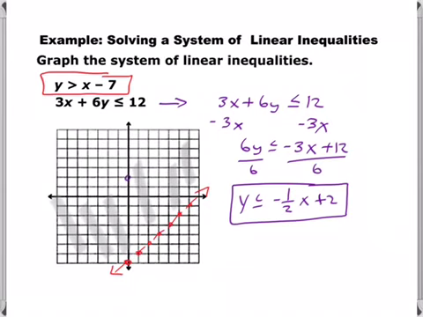I'm going to plot my y-intercept at 2 and apply my slope. Down 1, right 2. Then I go in the opposite direction to get the back half of my line. This is a solid line because of the less than or equal to symbol. So I'll connect my points. And now I'm going to shade underneath because of the less than or equal to symbol. And I should notice that the overlap of my two shaded regions is this region here.